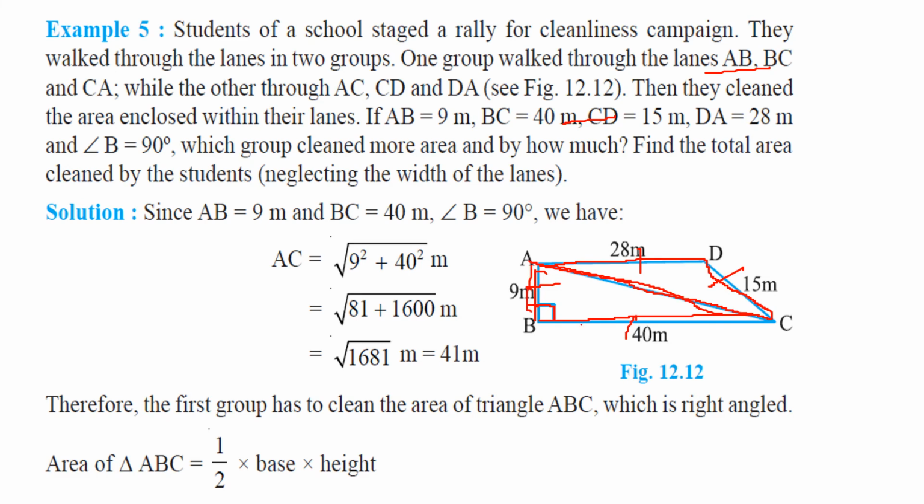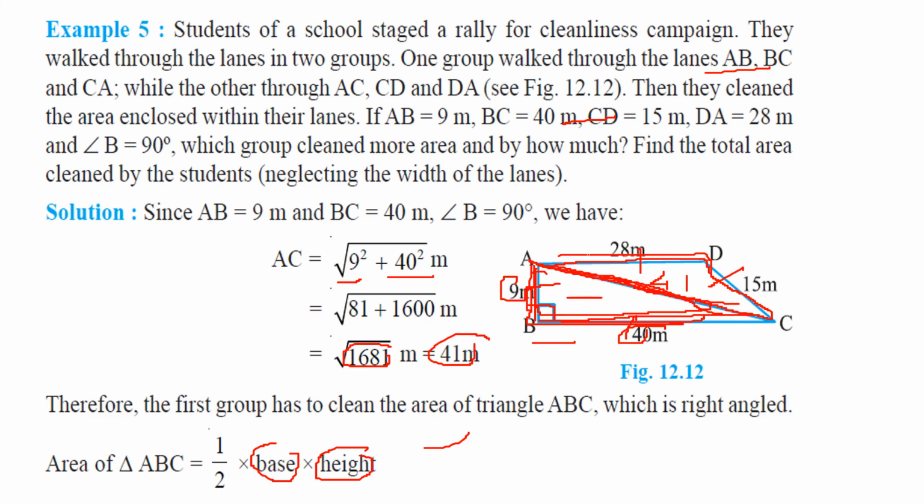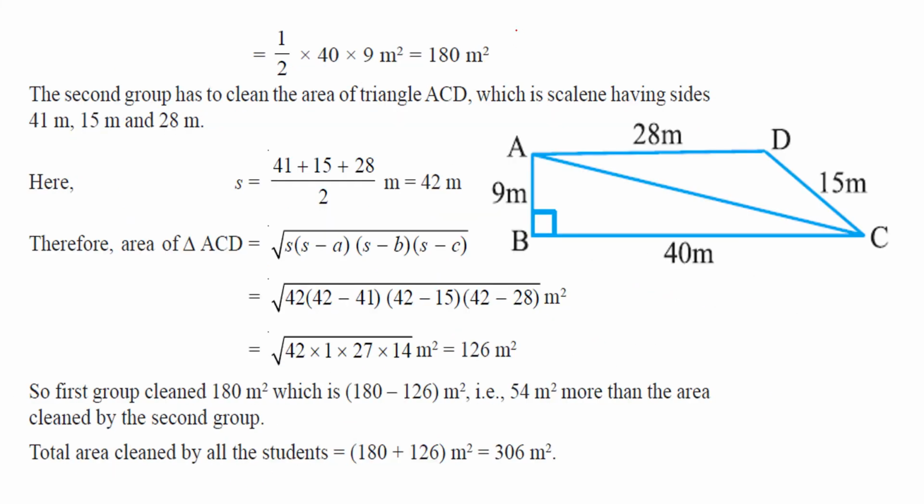So this is 9, this is 40, with a 90 degree angle. AC can be found using 9 square plus 40 square, the Pythagoras theorem. The square root of 9 square plus 40 square is the square root of 1681, that is 41. Now we have one triangle with all three sides known, so its area can be easily found: half into base into altitude. Half into 40 into 9 is the area of this triangle, which is 180 meters square.